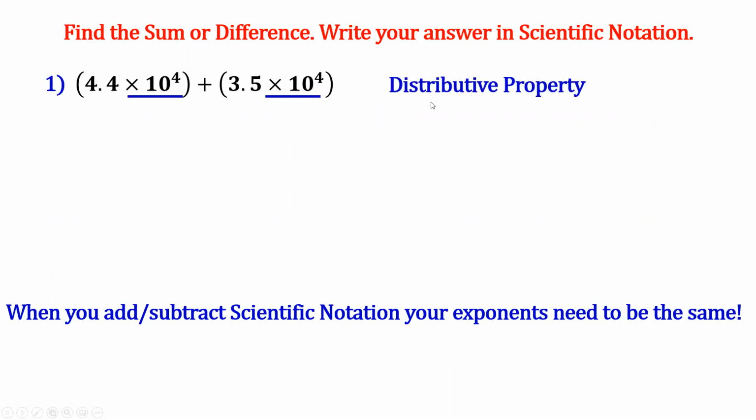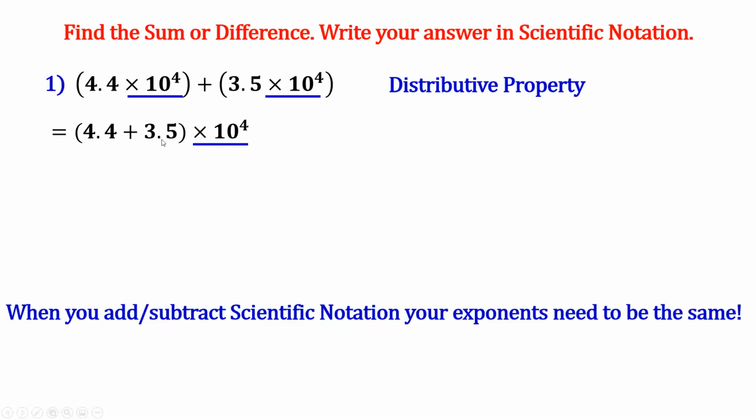Step one says to use a distributive property. What we're going to do is pull out what they have in common. In this case, they have what is underlined in common. They both have times 10 to the fourth in common. So I'm going to take that outside of my parentheses. The stuff that's going to remain inside my parentheses is the things I didn't underline. In this case, it's 4.4, a plus sign, and 3.5.